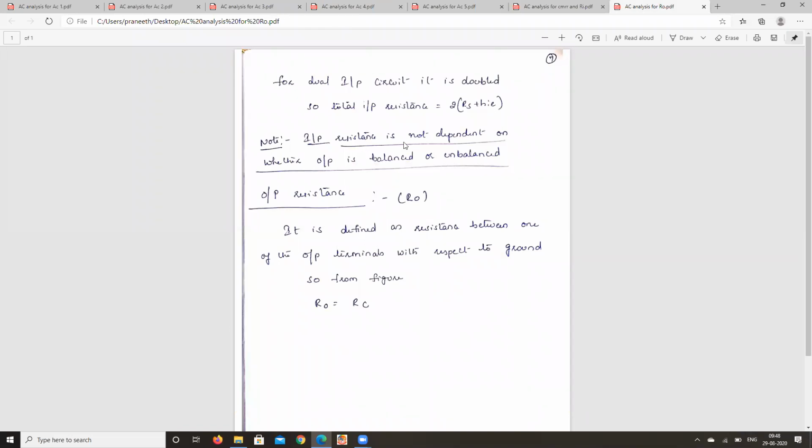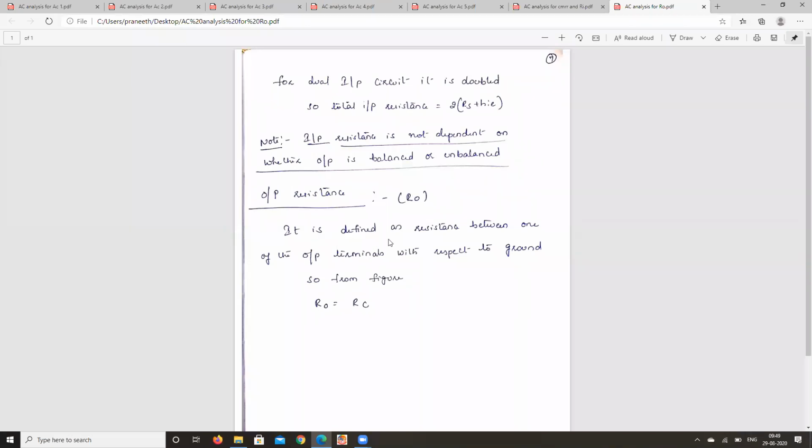And note one more thing: your input resistance is not dependent on whether the output is balanced or unbalanced. Neither your common mode gain nor the input resistance depends on the output, so they remain the same whether it is for balanced output or for unbalanced. Only the differential mode gain changes. If it is balanced it is one value, if unbalanced it is another, and for balanced it doubles. AD only will change. Okay, so this is about input resistance.